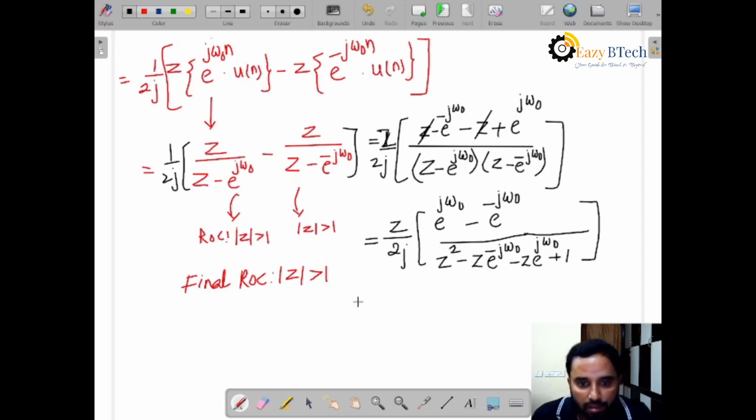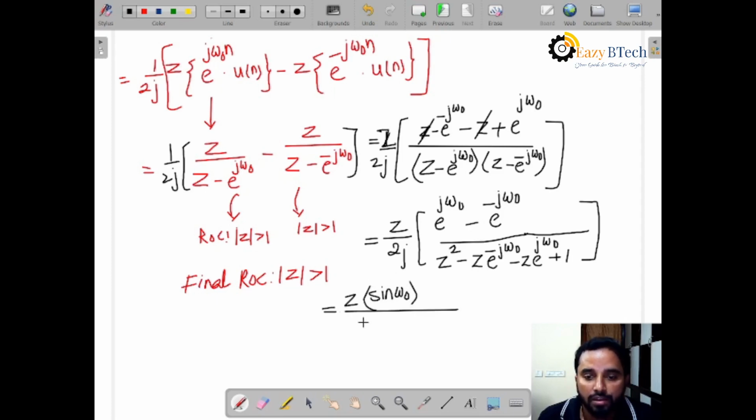Right? Now we can still do simplification. Here 1 by 2j I can include here, that is z into e power j omega naught minus e power minus j omega naught by 2j. It will become sine omega naught or sine theta. So z into sine by the denominator z square.